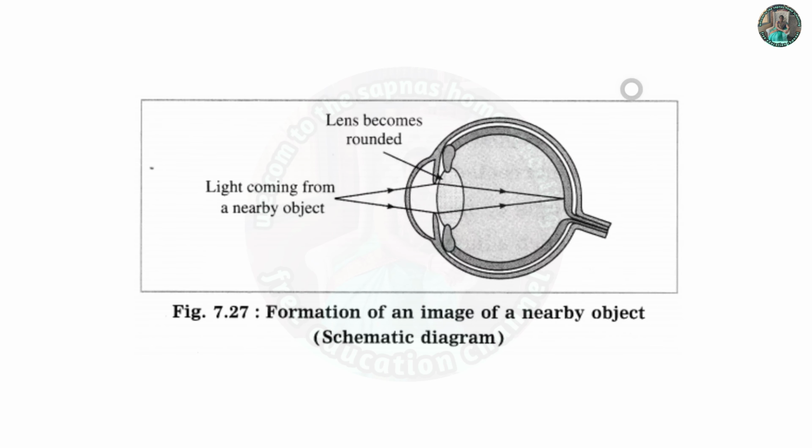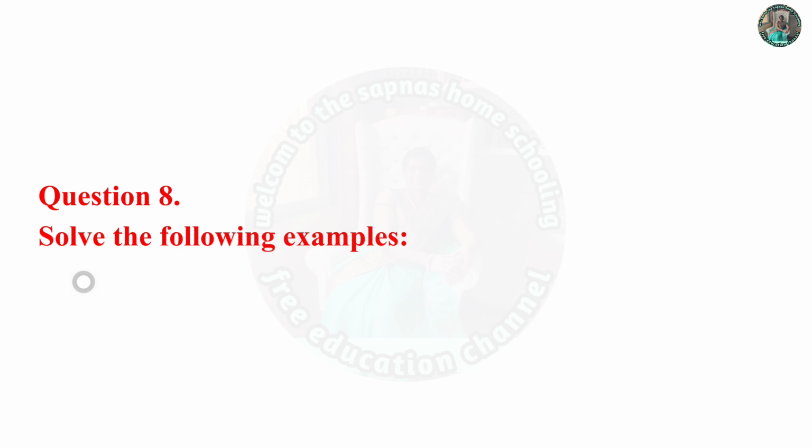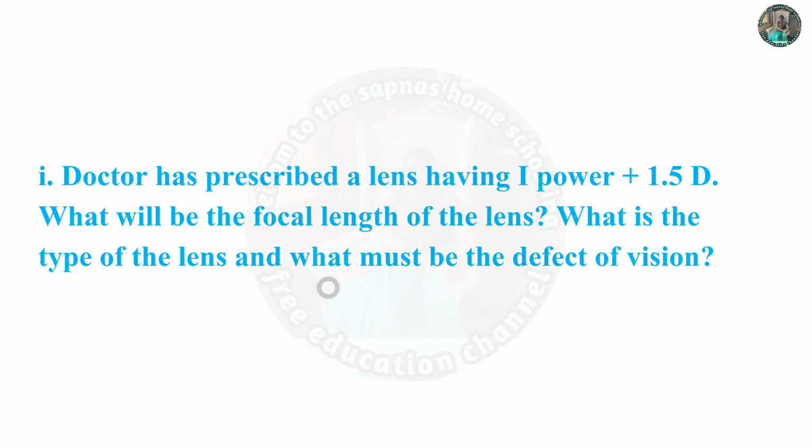हे बघा अशा प्रकारे आपण ही इमेज बघू शकतो. Question 8. Solve the following example. First question, a doctor has prescribed a lens having a power of plus 1.5D. What will be the focal length of the lens, what is the type of the lens, and what must be the defect of vision?